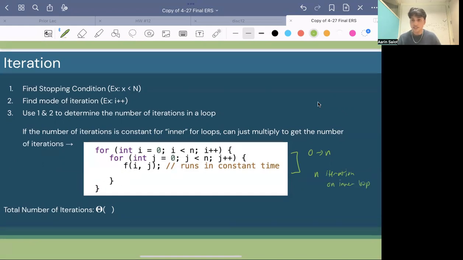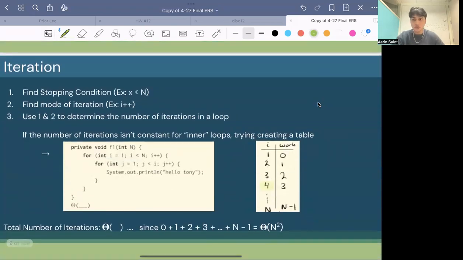And we know that for every single value of i, we're going to be running our inner loop through completion. So therefore, we have n iterations of our outer loop too. We can calculate the total number of iterations simply by multiplying them together. Therefore, the total number of iterations in this example is equal to n squared.